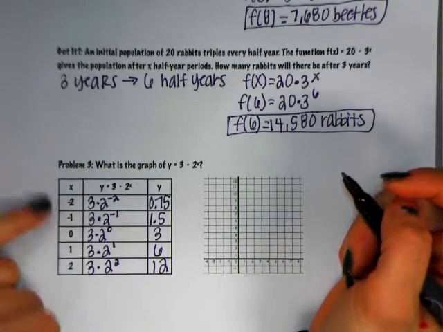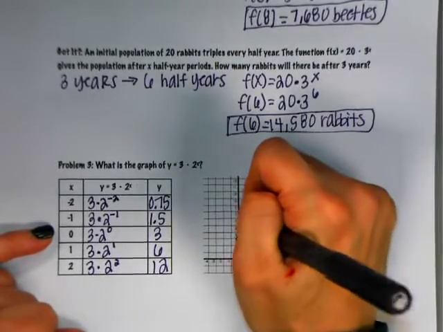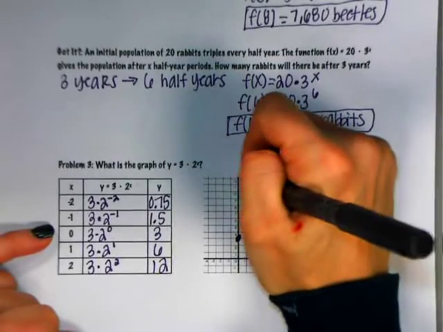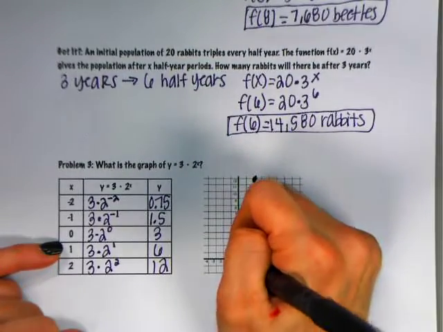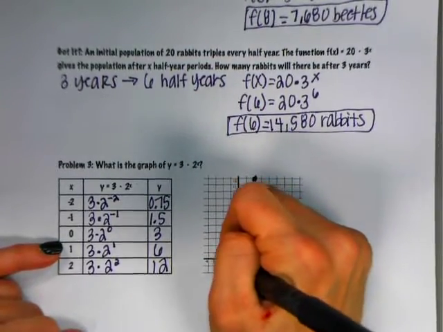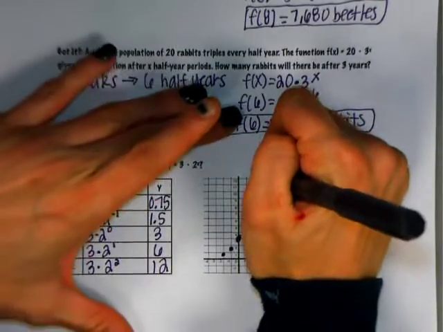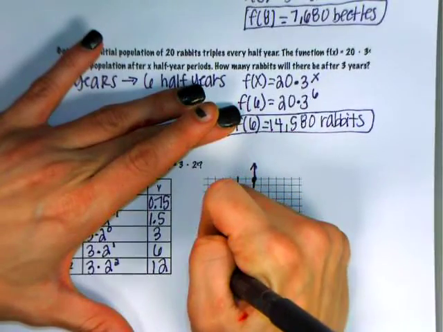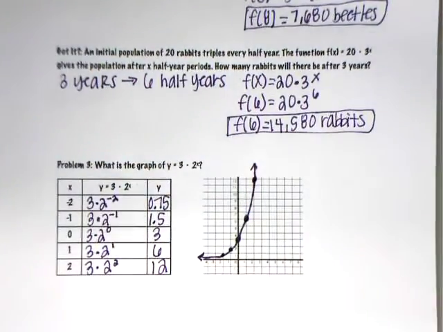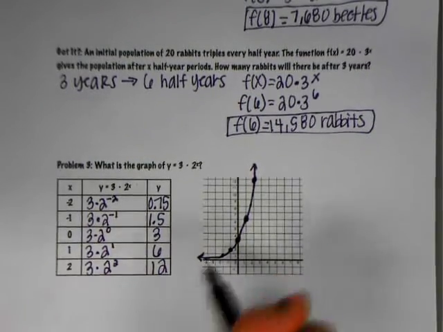All right, so at 0, we're at 3. 1 was 6. 2 was 12. And then we did 1.5, 0.75. Okay, so if you see this shape, this right side is going to be increasing really fast. And this left side is going to get as close to 0 as it possibly can, but it should never touch or cross it. So make sure your line is not touching or crossing the x-axis on that side.